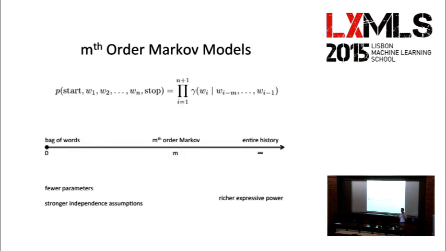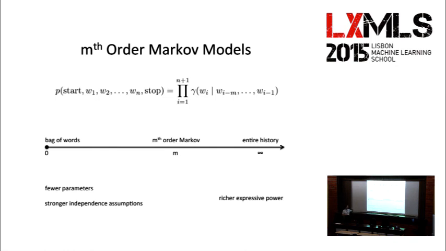So generalizing slightly, at one extreme we had the bag of words. The next thing over that we had, and at the other extreme, we had the entire history model that remembers an infinite history, too many parameters. There's this sort of middle ground, which we'll call, in general, mth order Markov models, where you remember m-1 words of history.